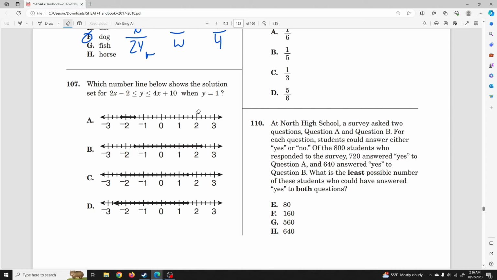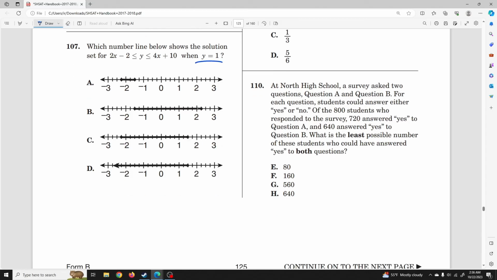So here's what we're going to do, right? We know that when it's y equals 1, so we're going to split this up into 2 different sides. Side number 1 is going to be 2x minus 2 is less than or equal to 1. And the second side, I'm going to write it right next to it. Here we have 1 is less than or equal to 4x plus 10, right?